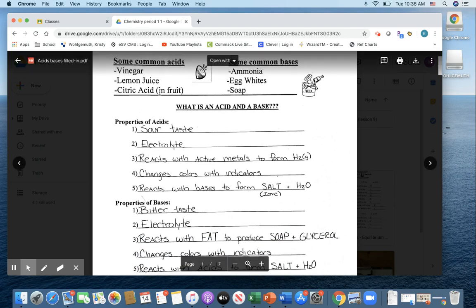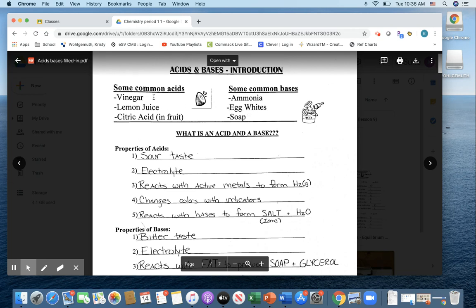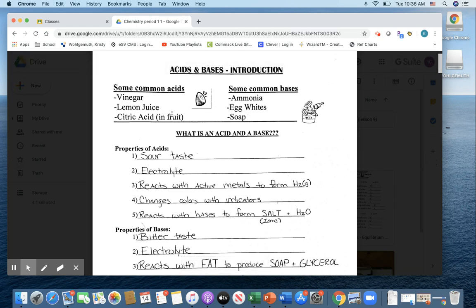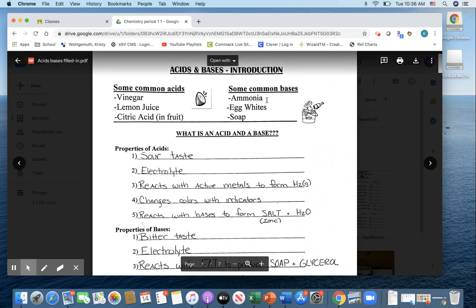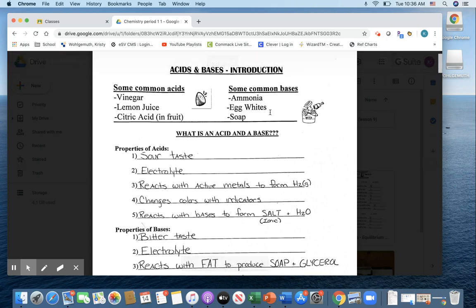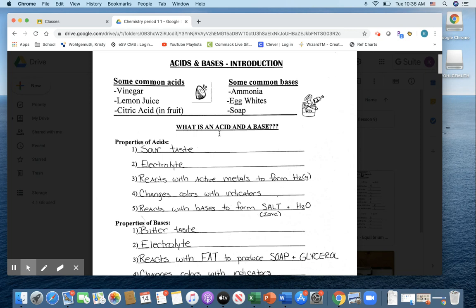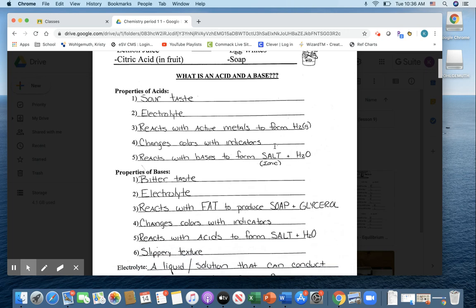So at the top here, we have some common acids and bases. Vinegar, lemon juice, basically anything citrus is acidic. And then some common bases, ammonia, egg whites, and soap are actually all bases. Your blood is slightly basic, but there's a lot of things that you have around your house and you use on a daily basis that are either acidic or basic.